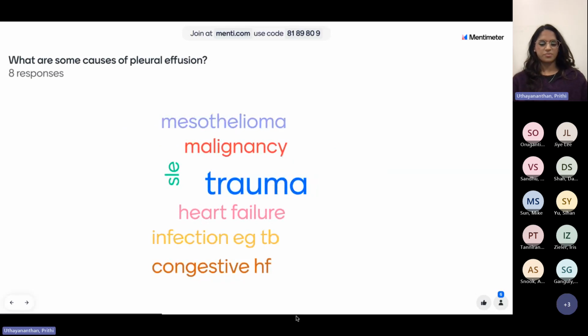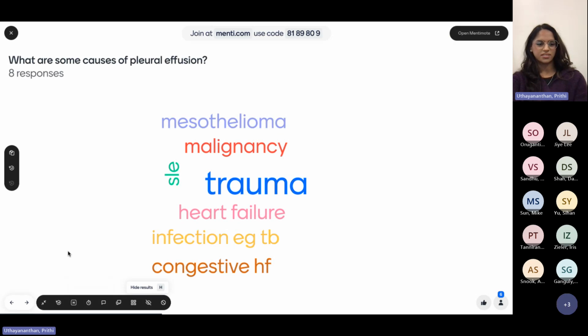Yeah, great. So the main thing is to know that they split them into two on PassMed, between exudative and transudative causes, and then there's criteria to be met to see whether it's one or the other. It's quite a long list, but it might just be useful to be aware.